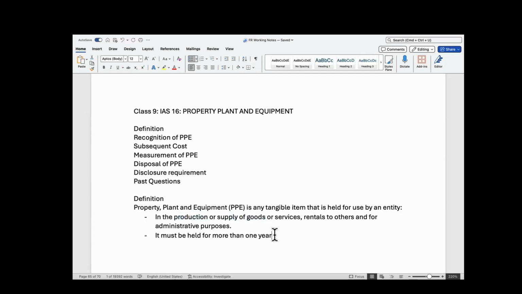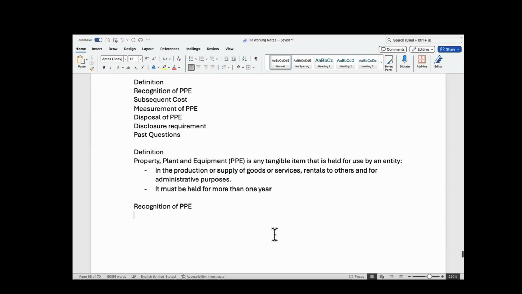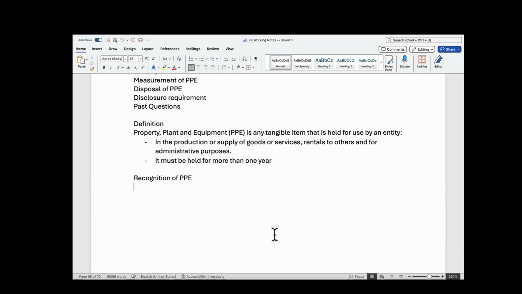Now, having seen this definition, the second thing becomes, how do we recognize PPE? When I say recognition, as far as any standard is concerned, we are talking about recording of that item in our books. Before you can recognize PPE in our books, you need to meet two criteria. Two criteria must be met. And what are those two criteria for recognizing PPE in the books? Number one is that it must be probable.